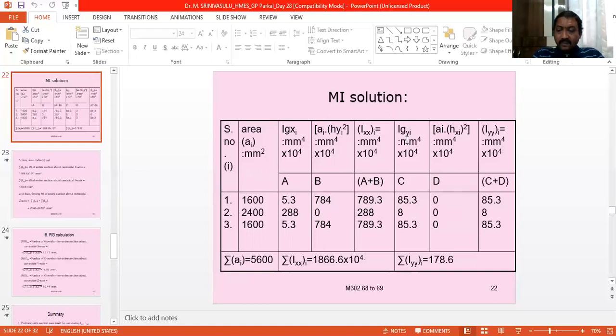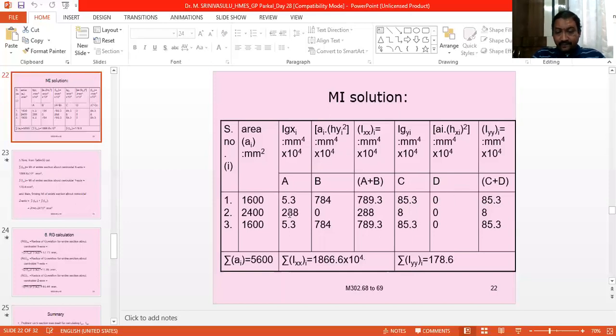Now coming to I_y1, the moment of inertia about the y-axis from the table, this is equal to 85.3 into 10 power 4. And here the h_x term is 0 for all the figures, that is, rectangles 1, 2 and 3. So these values are 0. This also we have to copy from the previous table, the central table. Then we have to find the C plus D values, so adding the C plus D values here.